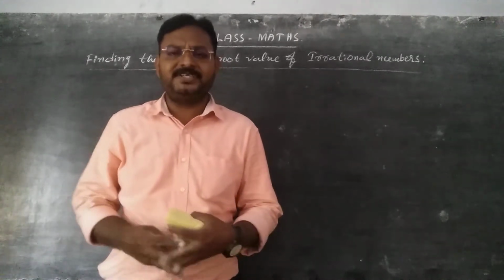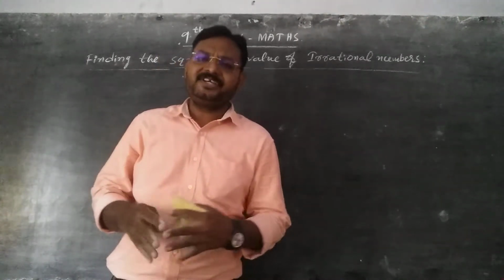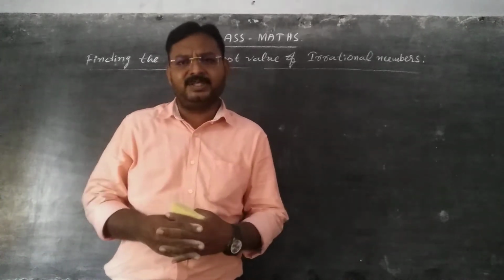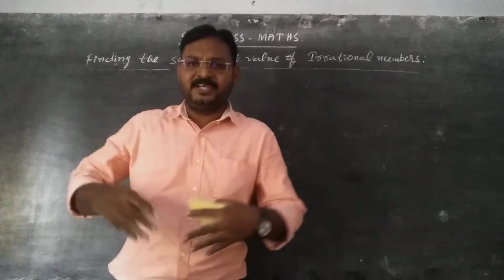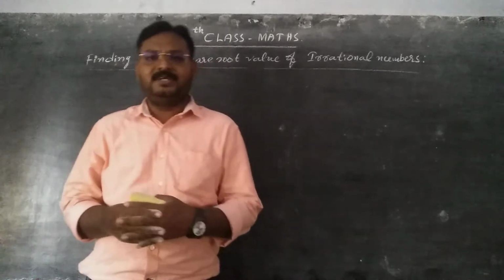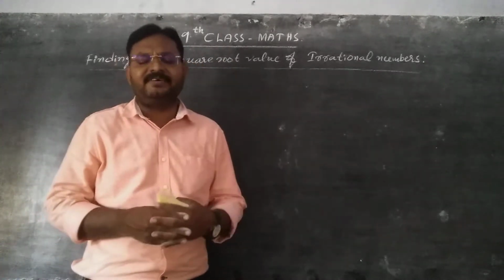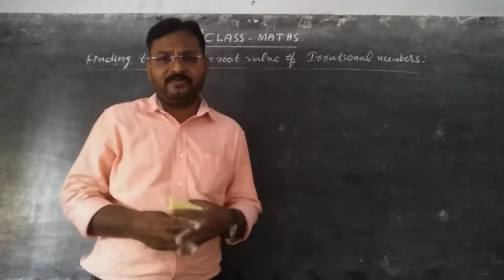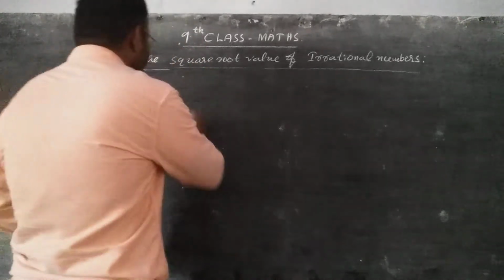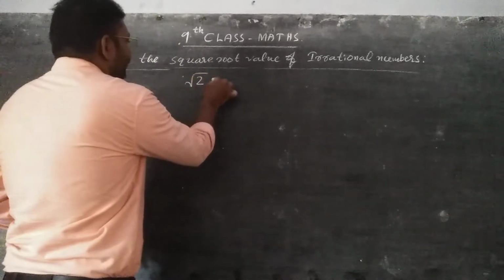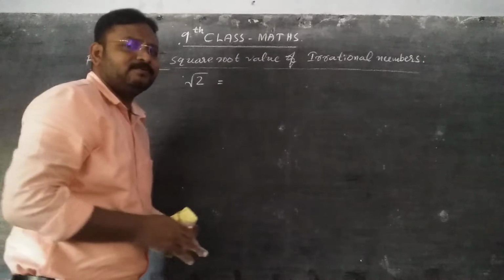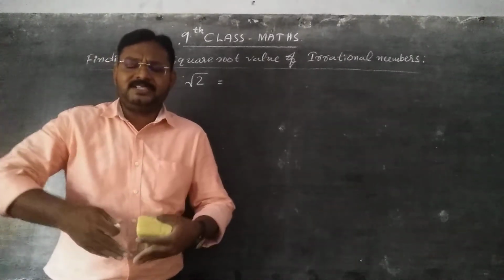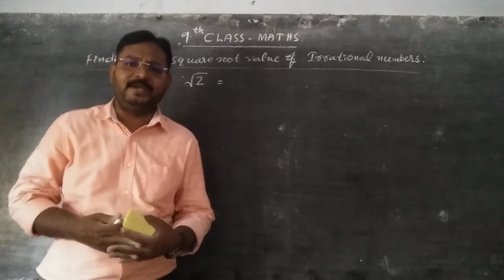What is meant by an irrational number? An irrational number means one which cannot be represented in the form of p by q. Such numbers are called irrational numbers. For example, square root of 2, which has no exact square root value because 2 is not a perfect square number. So we cannot express it in p by q form.